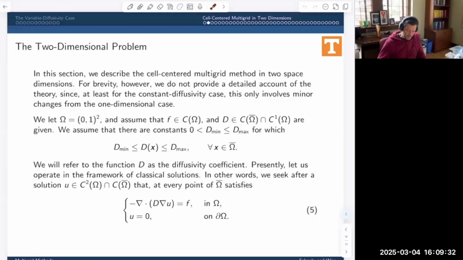So the problem we want to solve is this one. This is the non-constant diffusivity, or the general Poisson problem, in 2 space dimensions. But we're going to focus on, for simplicity, this square domain, omega equals 0, 1 cross 0, 1.